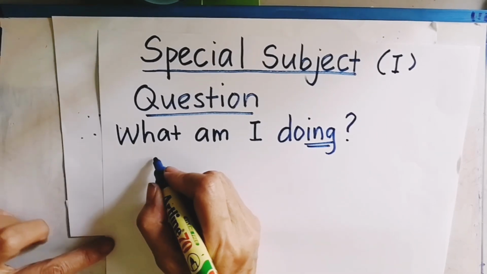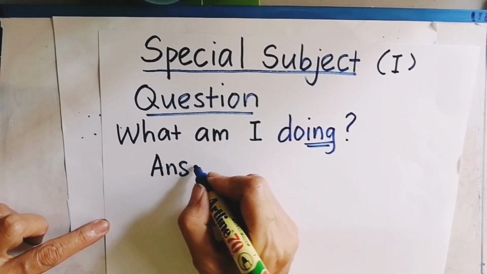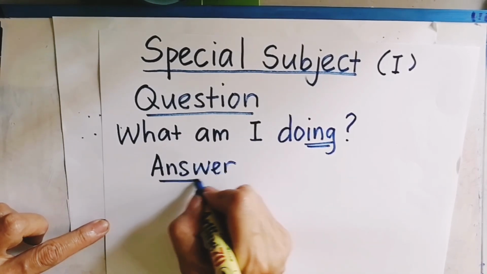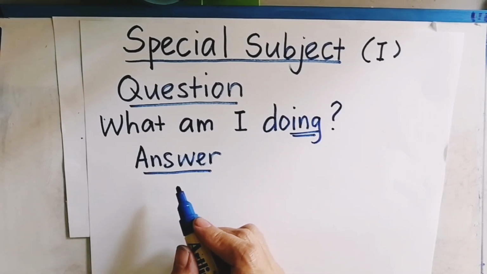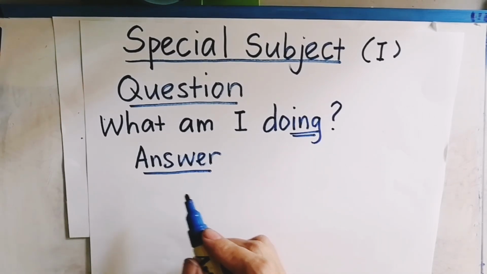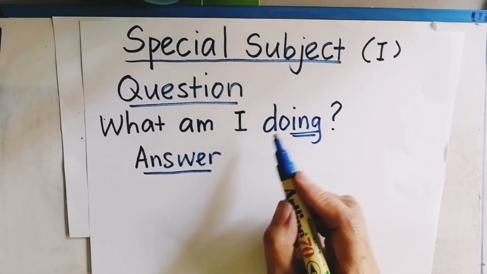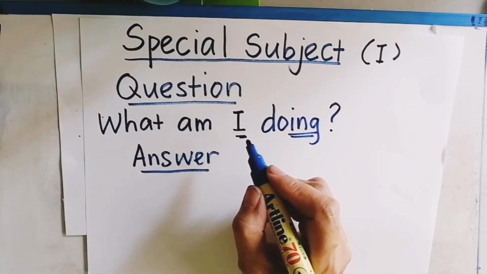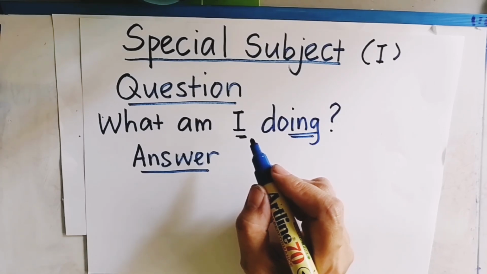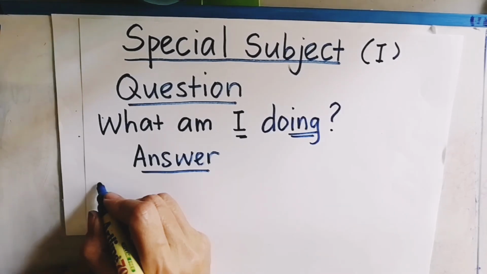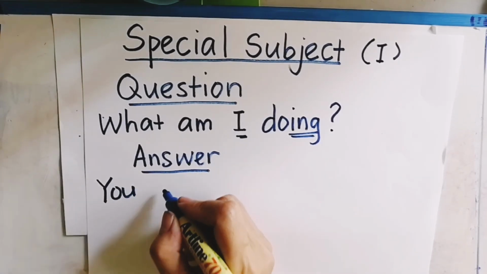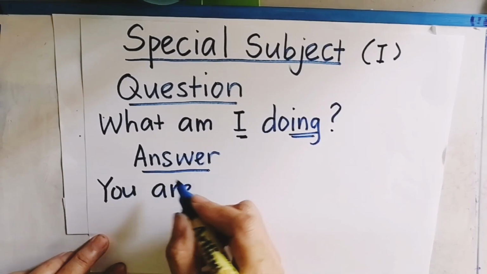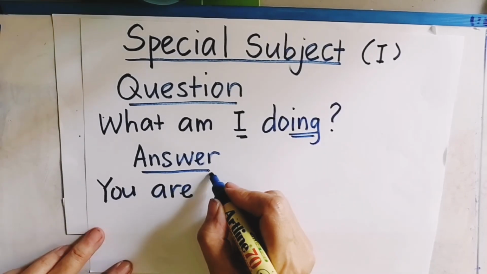And the answer. Begin your answer with the correct subject. Now, look at the question. The question is asking I. You can't use I to answer the question. Instead, you need to use the opposite subject, you. And the verb to be for you is are. You are, or in contraction form, you're.